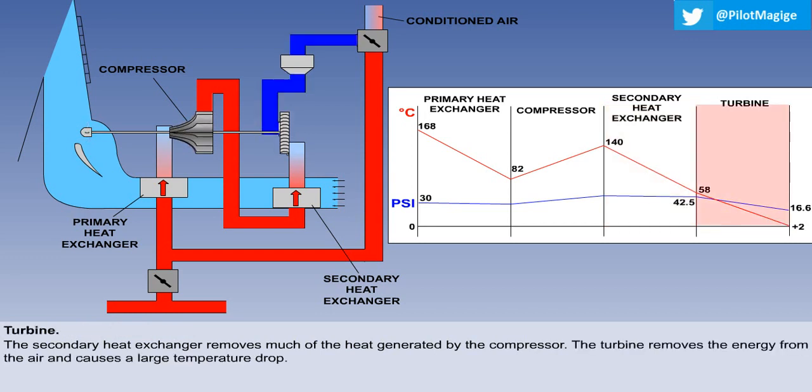The pressure in the air is then used to drive the turbine. This removes the energy from the air and causes a large temperature drop. The output air temperature from the unit can be as low as 2 degrees Celsius.